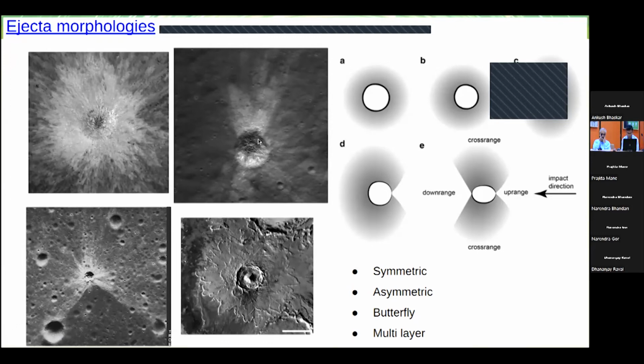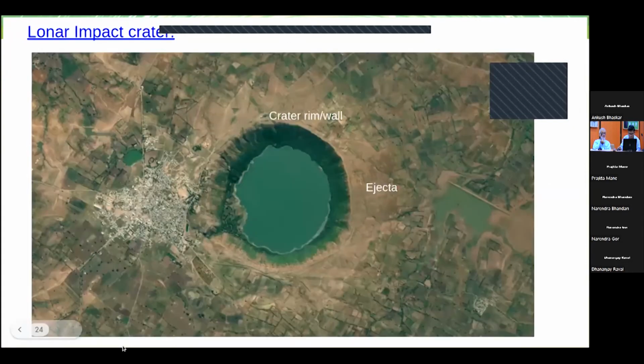Whereas here you see a highly asymmetric one, where ejecta or material is falling here, but nothing is here. So that's very strange, why is it not happening there? And if you look at this crater, this is more weird. You do see the spread of this ejecta in only one direction and nothing here.